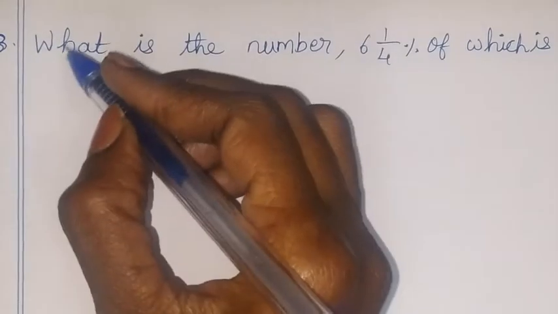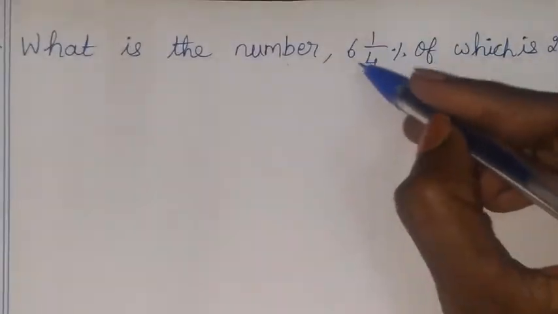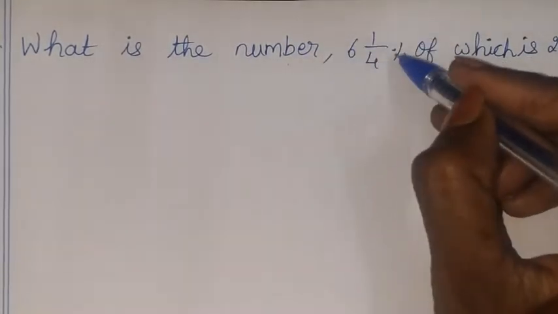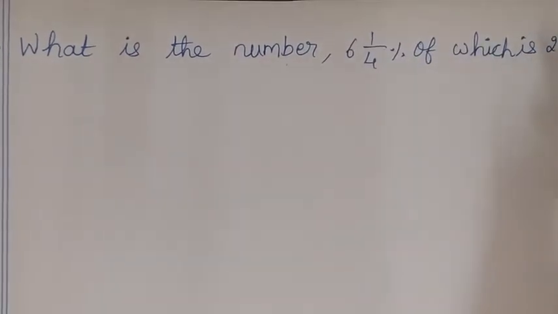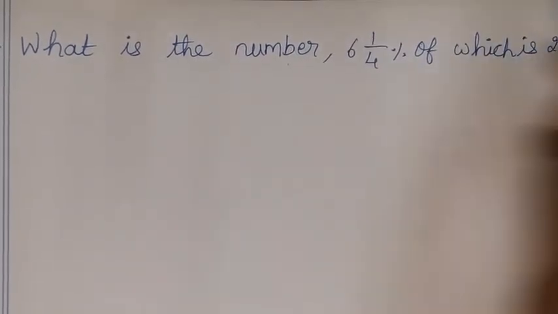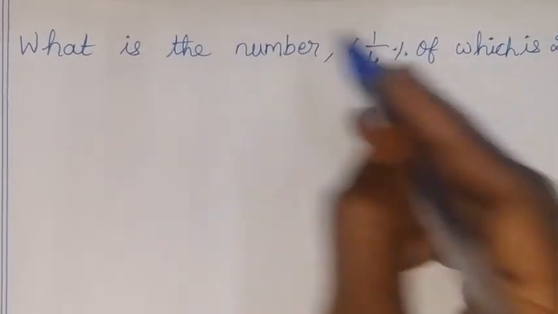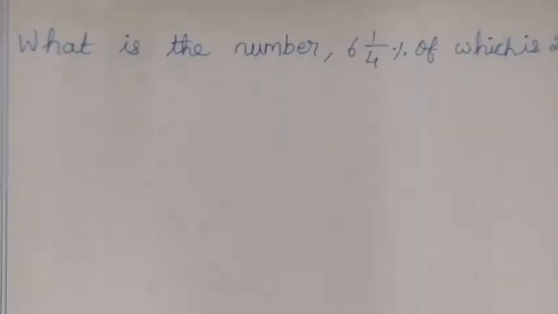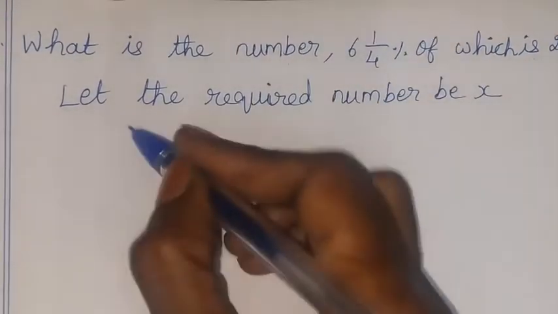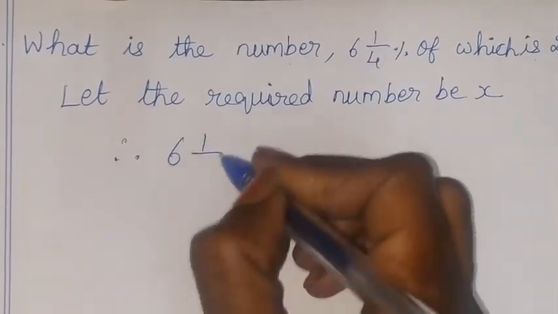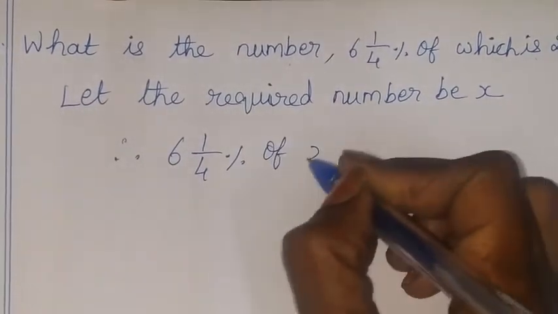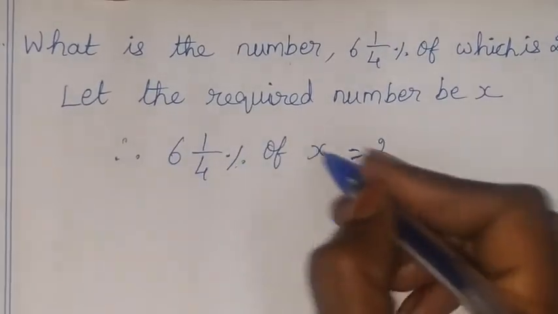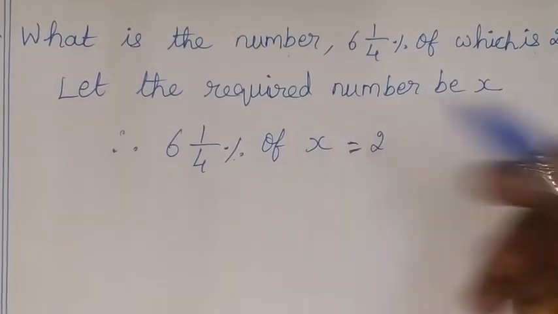Look at the next sum. What is the number 6 1 by 4 percentage of which is 2? So the value of 6 1 by 4 percentage of the total value is 2. They didn't give us the total value and they are asking us to find that amount. So let the required number be x. Therefore 6 1 by 4 percentage of the total value is 2. They have given the value of the 6 1 by 4 percentage of the total value and we have to find the total value.